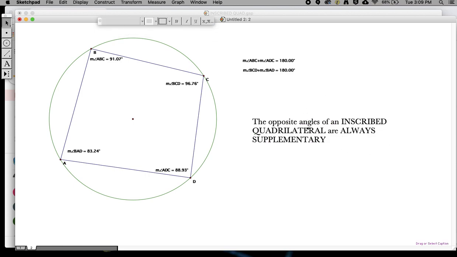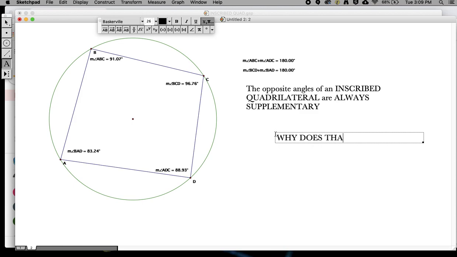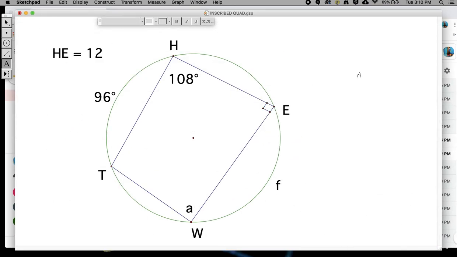Now, the question I'm going to ask you, something you're going to have to answer for me at some point, is why does that make sense? That's something you're going to have to come up with. How come this angle here, that's the angle, and here's the other angle, and that's the arc that this is intercepting. This is the arc that that is intercepting. How come the angles themselves are going to add up to 180, knowing what you know about inscribed angles and their arcs? So I'm going to leave you with that thought, but then we're going to go over and answer this question.